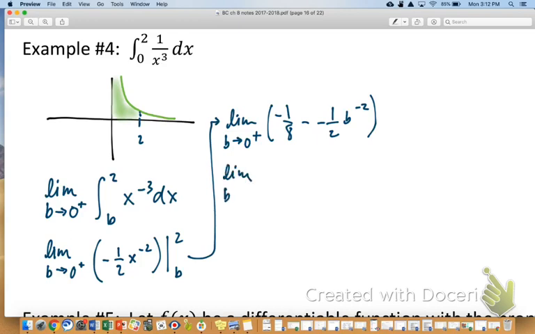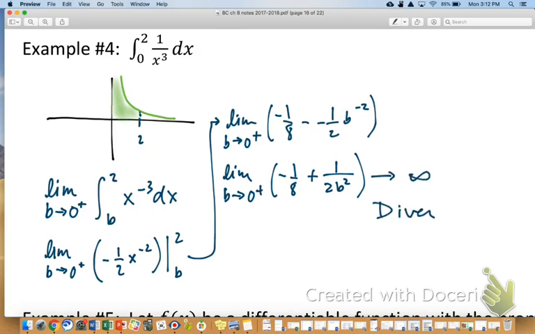Okay, so as I try to apply this limit, this is where we're going to come up with our final conclusion. It might be useful to go negative 1/8 plus, wouldn't this just be 1 over 2b squared? So as I try to apply this limit, what do I get? Infinity. Yeah, I would say this is infinity. This integral diverges.